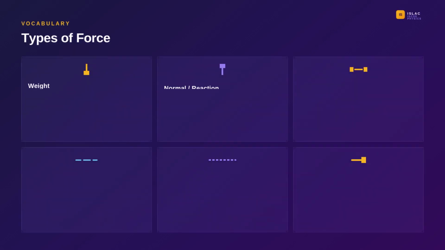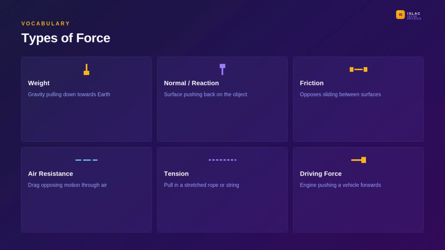There are lots of different forces you'll meet, but they're all still just pushes or pulls. Here are the 6 you need for IGCSE. Weight pulls everything down towards the earth. The normal, or reaction force, is the support a surface pushes back with. Friction opposes motion between surfaces that are sliding. Air resistance, a type of drag, opposes objects moving through the air. Tension is the pull in a stretched rope or string. And the driving force is what pushes a car or engine forwards. Learn the names, examiners expect the correct term.